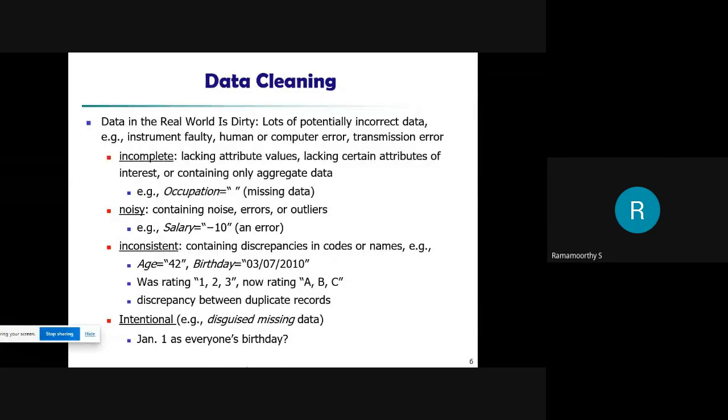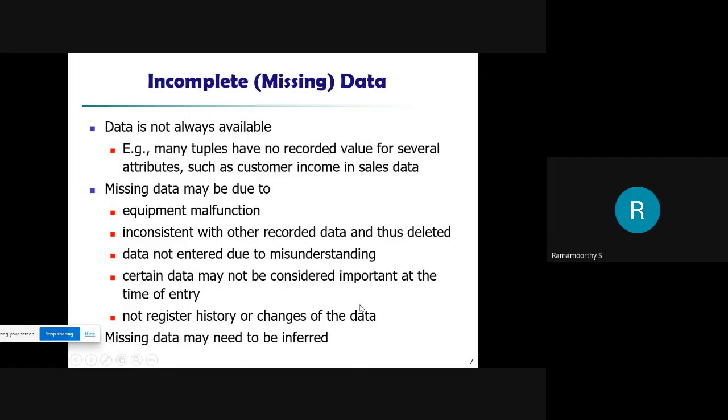January 1st as everyone's birthday. This is one example. Intentionally some values are manipulated or given wrong, so those data also you need to clean before you are actually moving to the next pre-processing step.